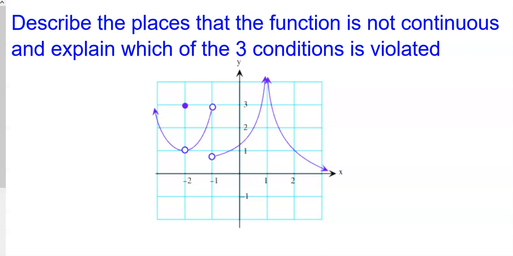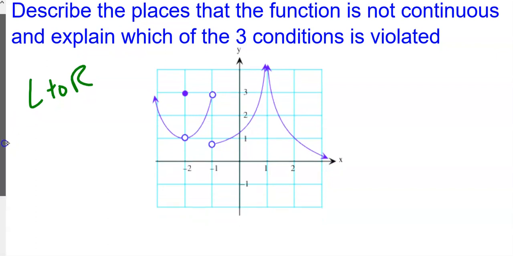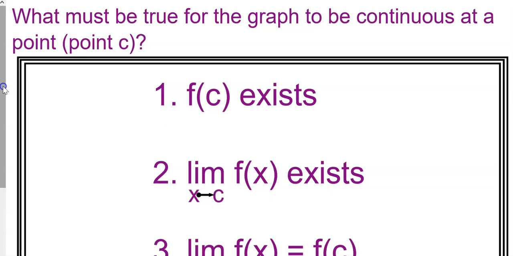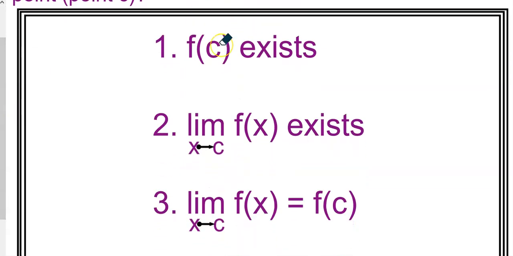If we're just going to go left to right, that's just how we read a book and read a graph. Wherever I need to pick up my pencil, right here at x equals -2, that is my first area of not being continuous, or in other words, discontinuous. If you recall, there are three reasons that you could have discontinuity. The function value doesn't exist, the limit doesn't exist, or they don't equal each other.